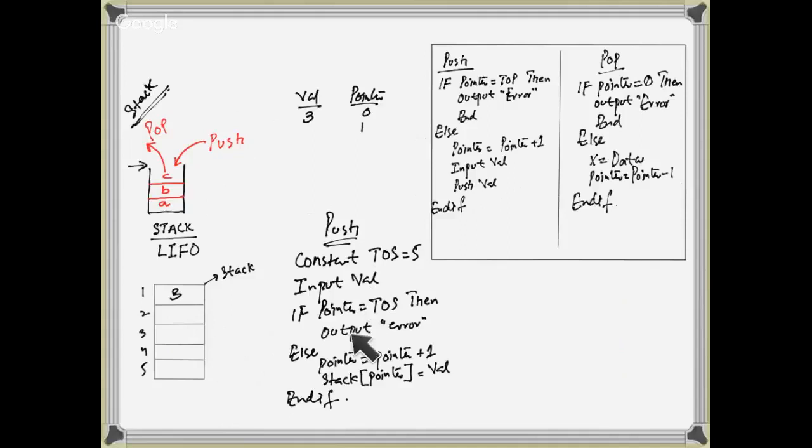So input a value. If pointer is equal to TopOfStack, then output error. Which error is this? We don't have space and we are trying to fill in: overflow. The specific error is called overflow. And when we don't have a value and we try to delete, underflow. So if pointer is equal to TopOfStack, then output error, else pointer is equal to pointer plus 1. The concept is that the pointer is there. You have a new value to enter. You first move the pointer and enter the value at the pointer location. Then you have a new value, you increment the pointer, and then you add the value at that pointer.